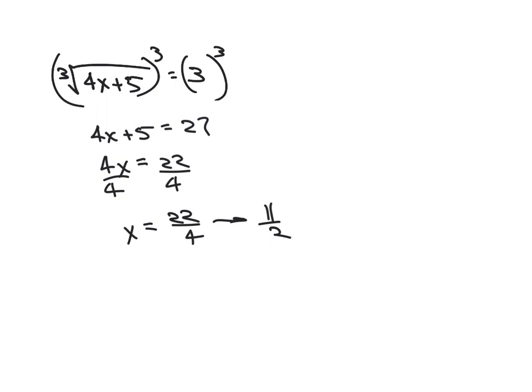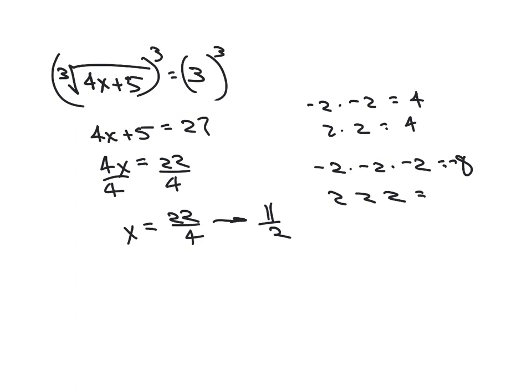Okay? Because we raised each of these to an odd power, the answer will always work. It's only when we raise to an even power that we have to go and check, because remember, with even powers, negative 2 times negative 2 gives me a positive 4. 2 times 2 gives me a positive 4. Whereas when we do odd powers, we get negative 8, and 2 to the third, we get positive 8.